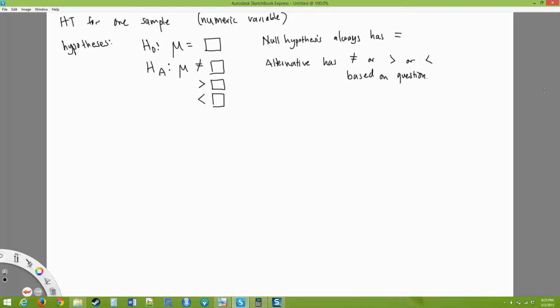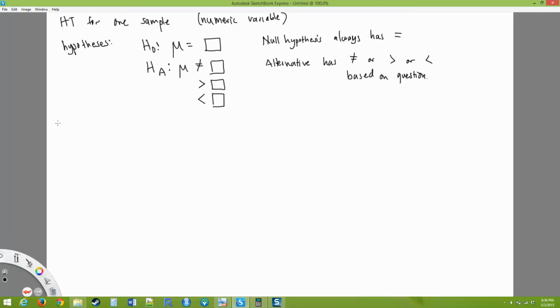This should look familiar because you did hypothesis testing for one sample but with a categorical variable in last week's homework. And what was the difference there? Instead of mu, you used p, okay? But it was p is equal to some proportion, or p is greater than that, or less than that, or not. This week, numeric variable, you've got mu.